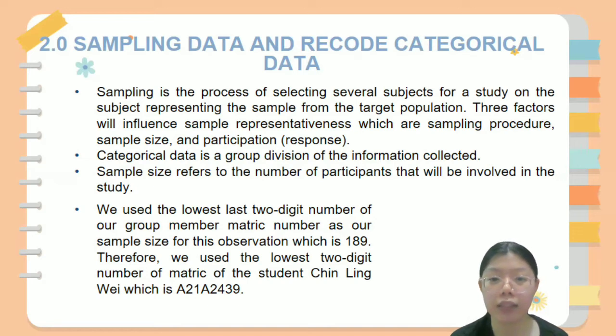My part is sampling data and categorical data. Sampling is the process of selecting several subjects of the study to represent the sample from the target population. Three factors influence sample representativeness, which are sampling procedure, sampling size, and participation. Categorical data is a group division of the information collected. Sampling size refers to the number of participants that will be involved in the study. We use the lowest last two-digit number of our group members' matric numbers as our sample size for this observation, which is 189. Therefore, we use the lowest two-digit number of the matric of the student Chinlingwei, which is A21A2439.